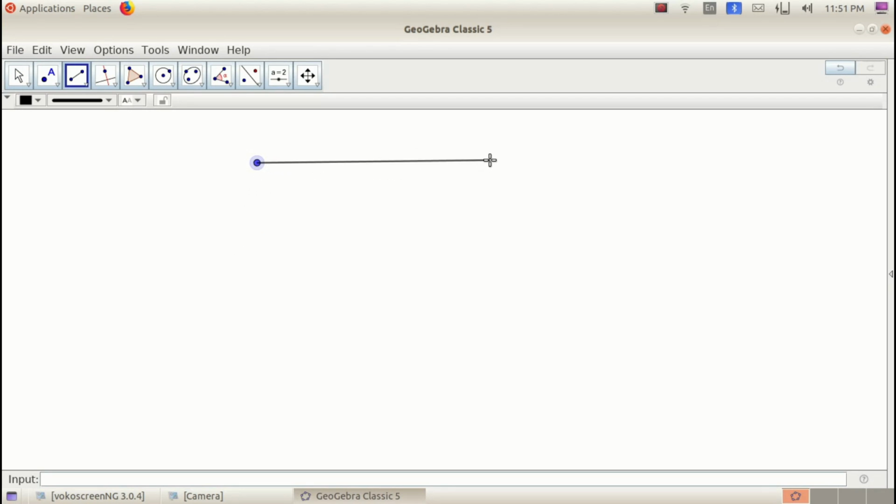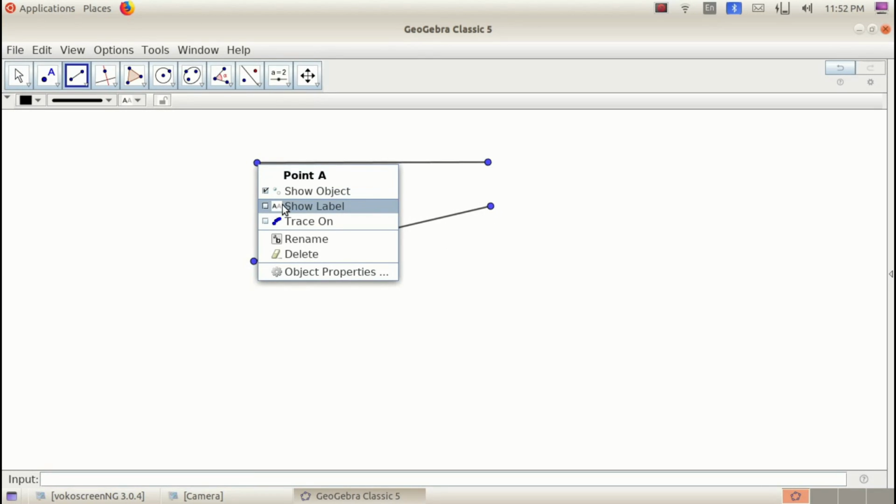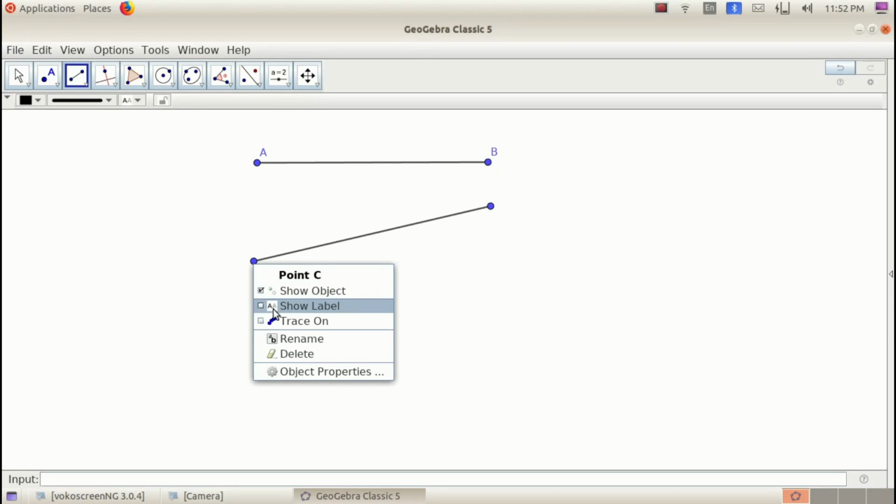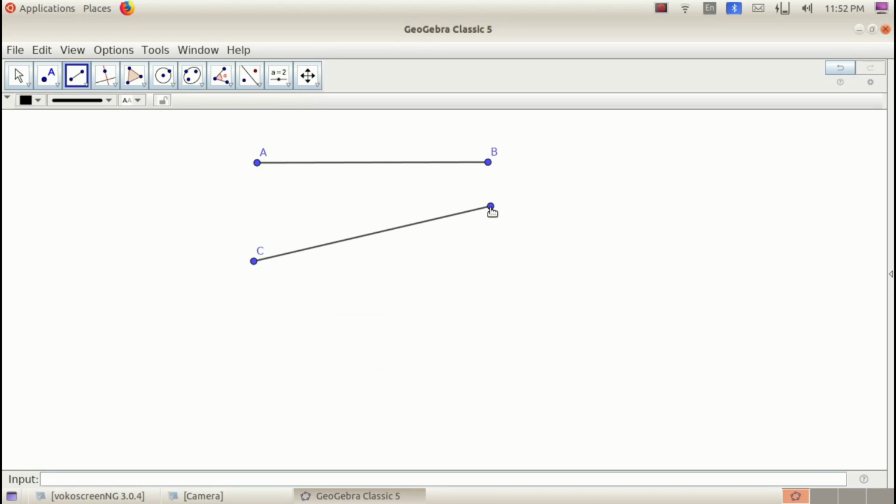Here I drew a segment. One more segment here. We can name the segment points A, B, C, D. Now I drew a pair of segments. Which is the pair? Segment AB and segment CD.